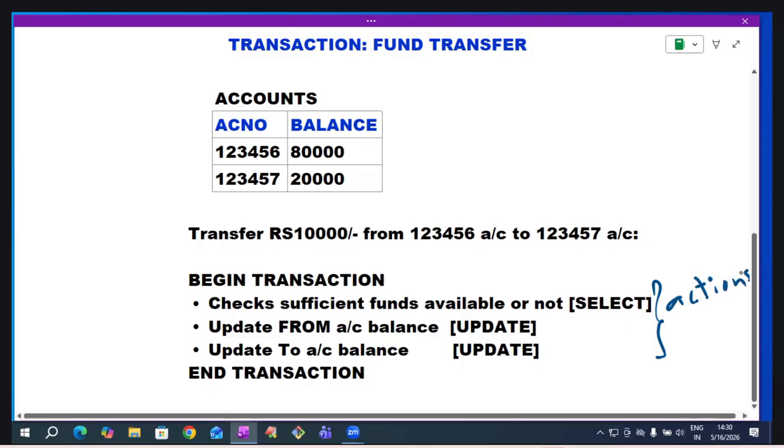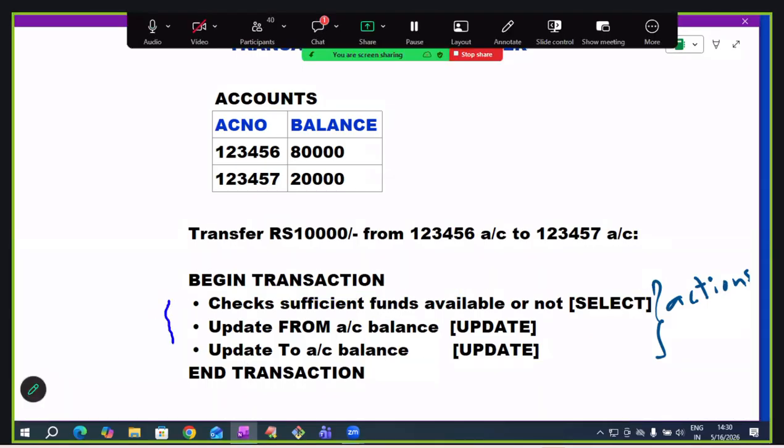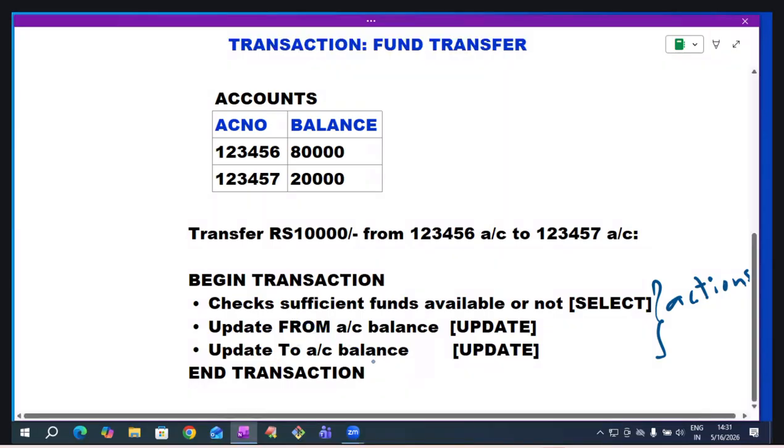If anyone is asking what is transaction, transaction is a series of actions. It is a step-by-step procedure. We must follow order also. Without checking sufficient funds available or not, you cannot update from account balance to account balance. So this is the term transaction.